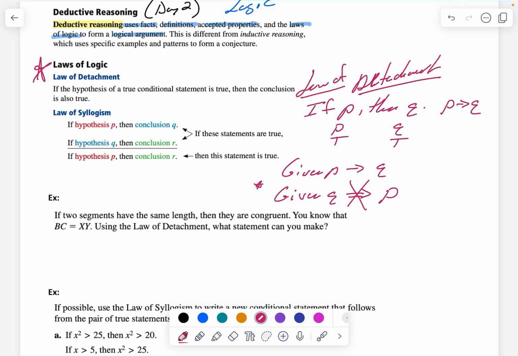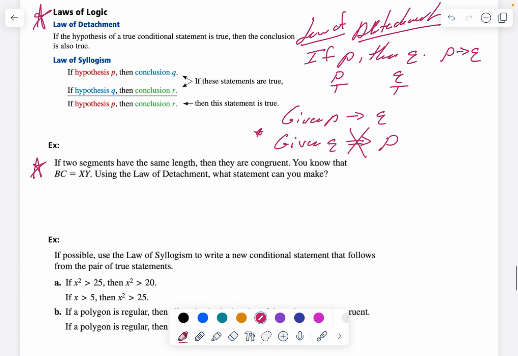Okay. Yeah, I was confused because they gave both laws at once. So the law of detachment. So that's like this one right here. It says if two segments have the same length, so if that's our P, then they're congruent, Q. So that's our P and that's our Q.